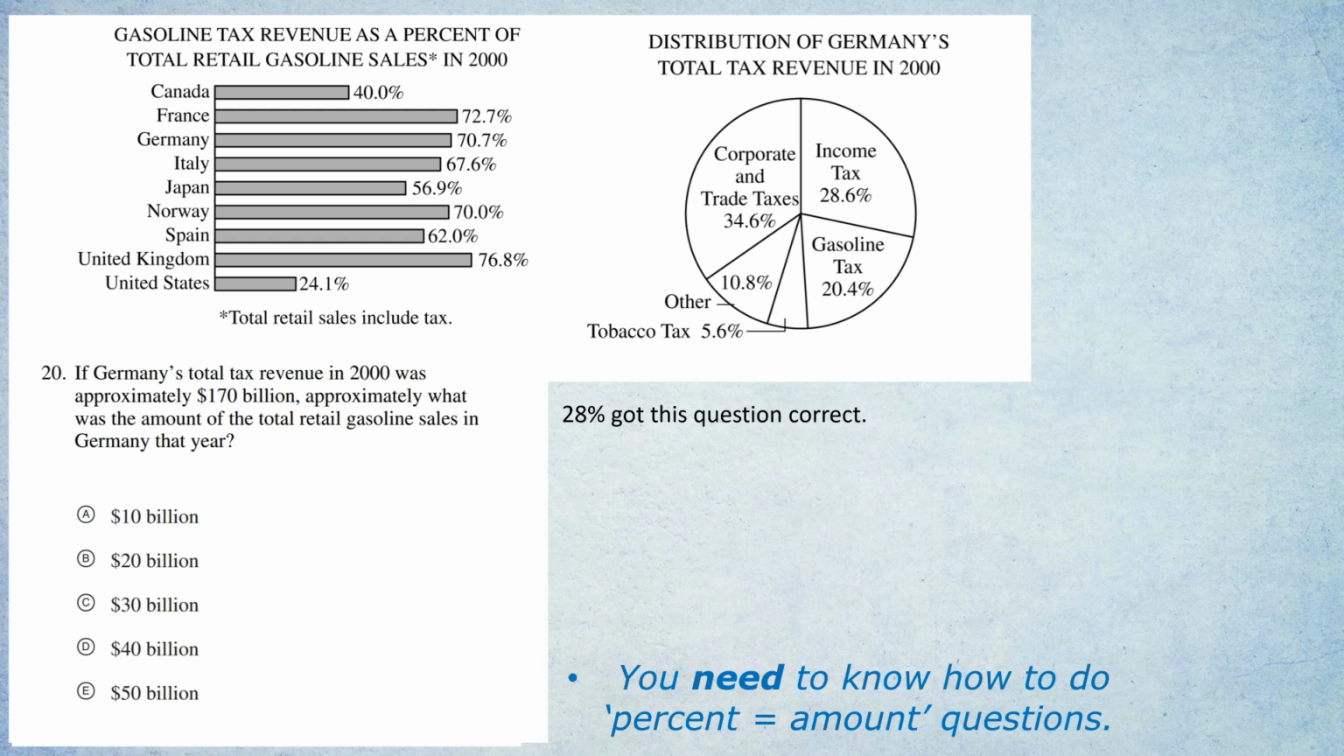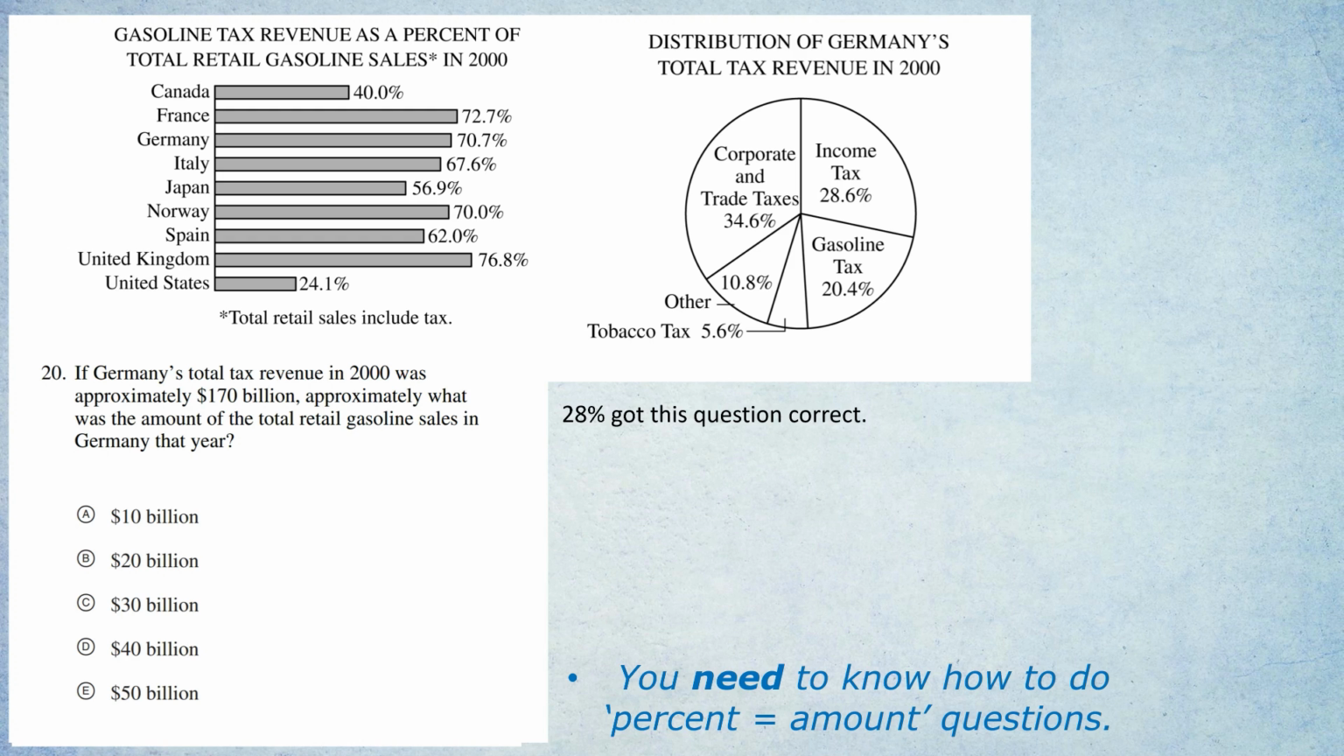Let's not be intimidated. Let's work through it step by step. Where is total tax revenue mentioned in the data sets? It's the title of the one on the top right. So they're giving us the total of the pie chart. It's 170 billion. And they want you to relate that to gasoline. And we can see on the pie chart that gasoline is about 20% of the total.